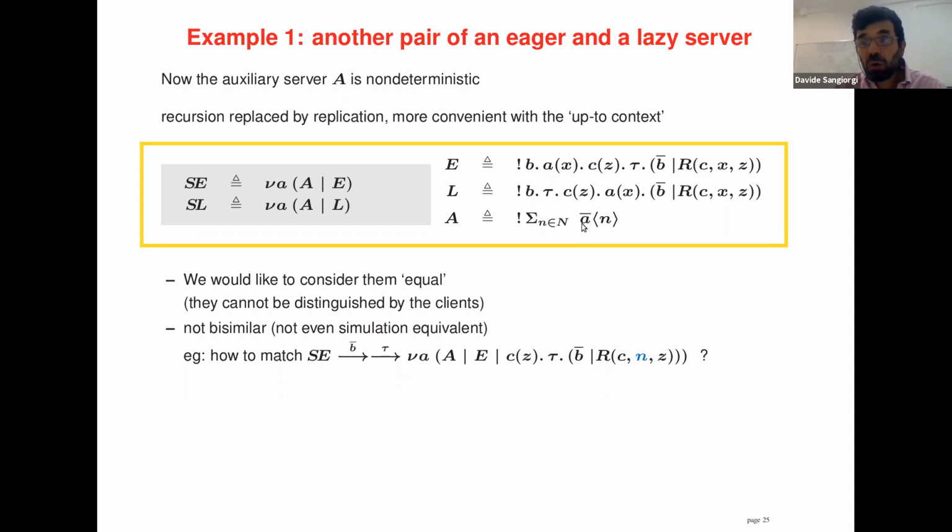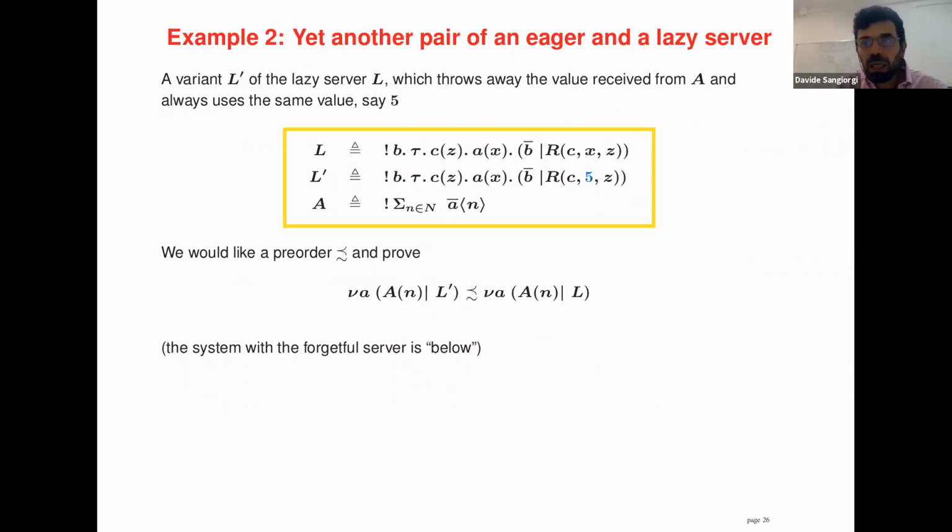Now, a bisimilar process should match this action, but the lazy system cannot, because the commitment can be made here, but before making that, it has to receive a request from a client. This is a visible action. So by similarity, a tau action cannot be answered by a visible action. So they are not equal. So bisimilarity here is just too strong, too fine. The observation is too detailed somehow.